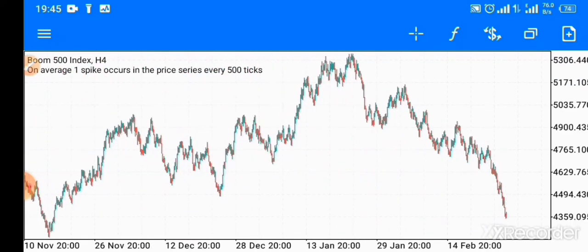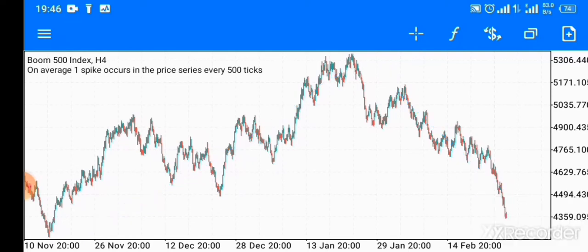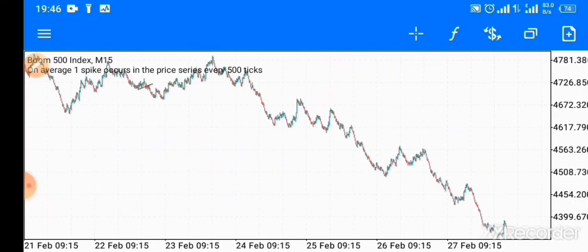Let's take B5 500 for example. On this chart I'm gonna be using the H4, because it shows much clearer. It shows clearly here. This is an uptrend, this is a downtrend. If we're using the smaller time frames, let's take for example the 15-minute, we don't quite see the larger picture.